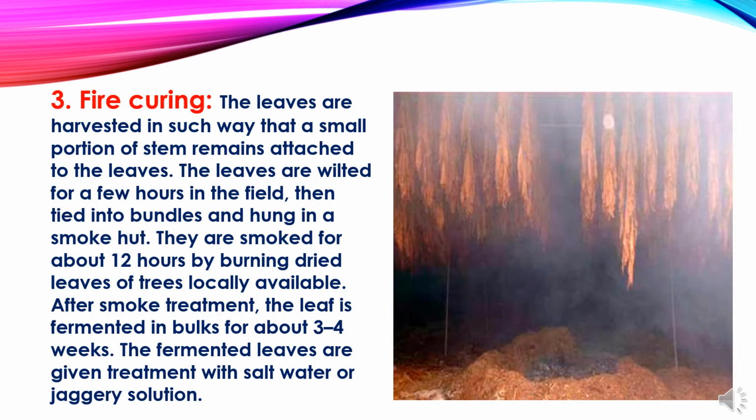Third curing method is fire curing. The leaves are harvested in such a way that a small portion of the stem remains attached to the leaves. The leaves are wilted for a few hours in the field, then tied into bundles and hung in a smoke hut. They are smoked for about 12 hours by burning dried leaves of trees locally available. After the smoke treatment, the leaf is fermented in bulk for about 3 to 4 weeks. The fermented leaves are given treatment with salt water or jaggery solution.